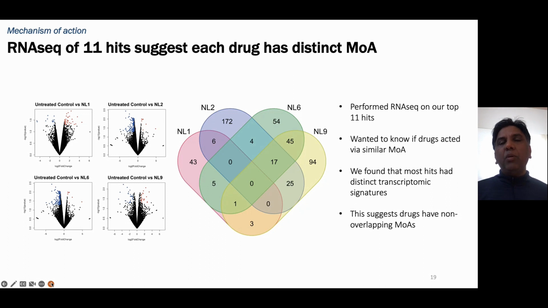And we also show the number of genes which are differentially expressed in terms of the overlap with these different drugs. And if you look at NL1 and NL6, there's hardly any overlap in these genes which are differentially expressed, indicating that NL1 and NL6 could be acting on different pathways. So this really allows you to rationally combine drugs and develop pills for AD. So this is a very unique way of thinking about drug screening and combination screening.